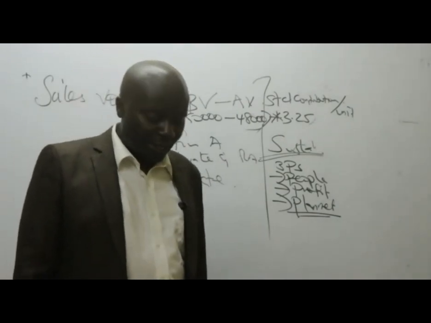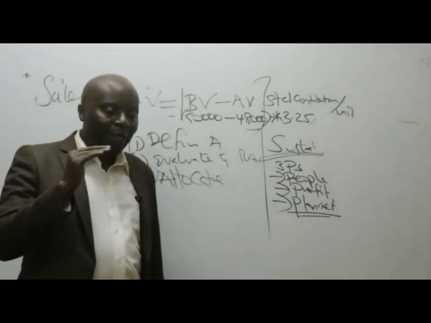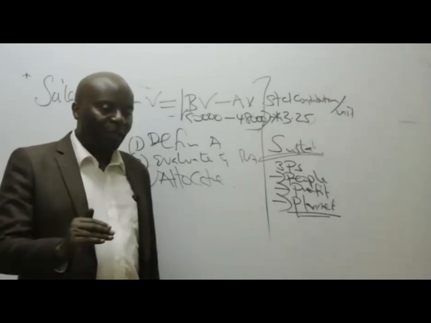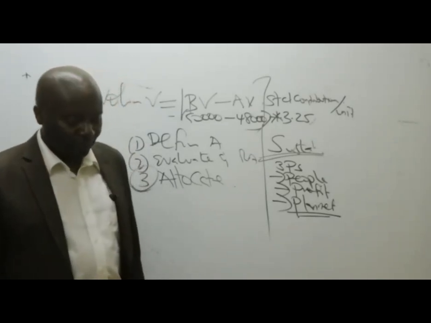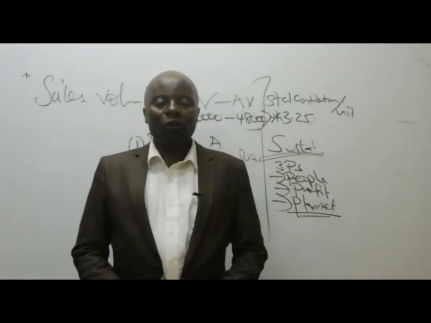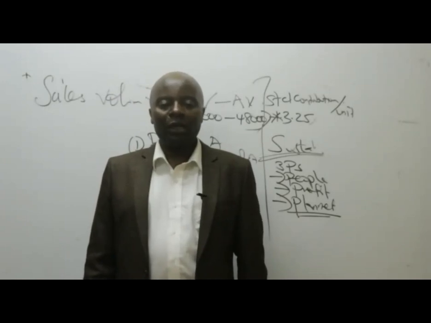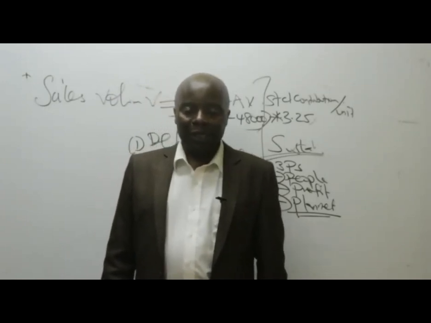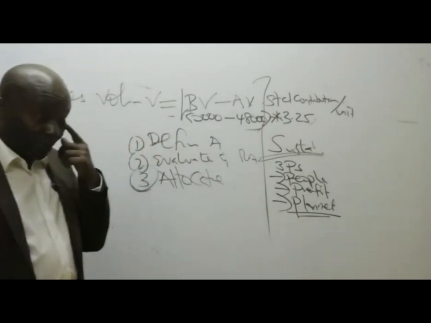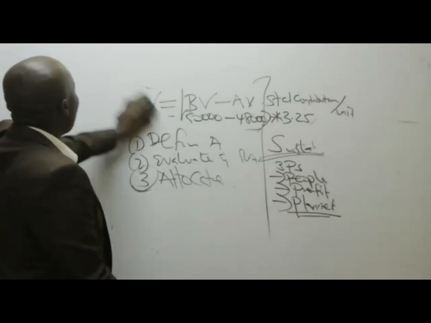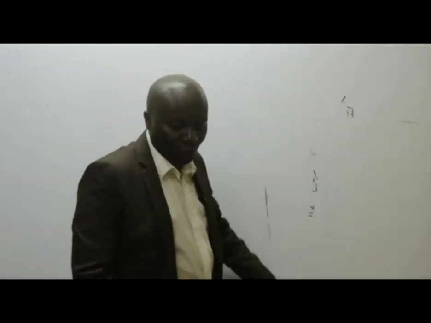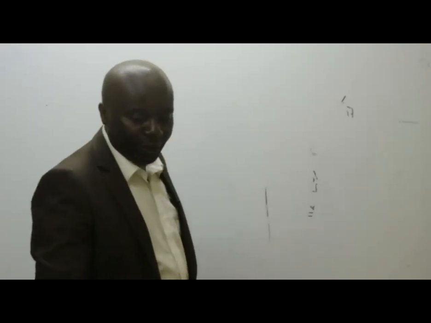Ladies and gentlemen, we go back here. Now, could you kindly give me the components of an environmental management accounting system? Components of an environmental management accounting system. Any organization that has an environmental management accounting system, ladies and gentlemen, must have the following. Number one, it must have what? Let me see what my students are saying.